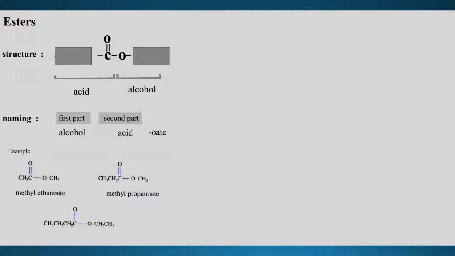Another example: 4C acid, 2C alcohol. What's the name? Ethyl butanoate. So students, first analyze the acid and then the alcohol. All acid structures must have a double bond O. And then the naming rule, alcohol first. We do one more example.